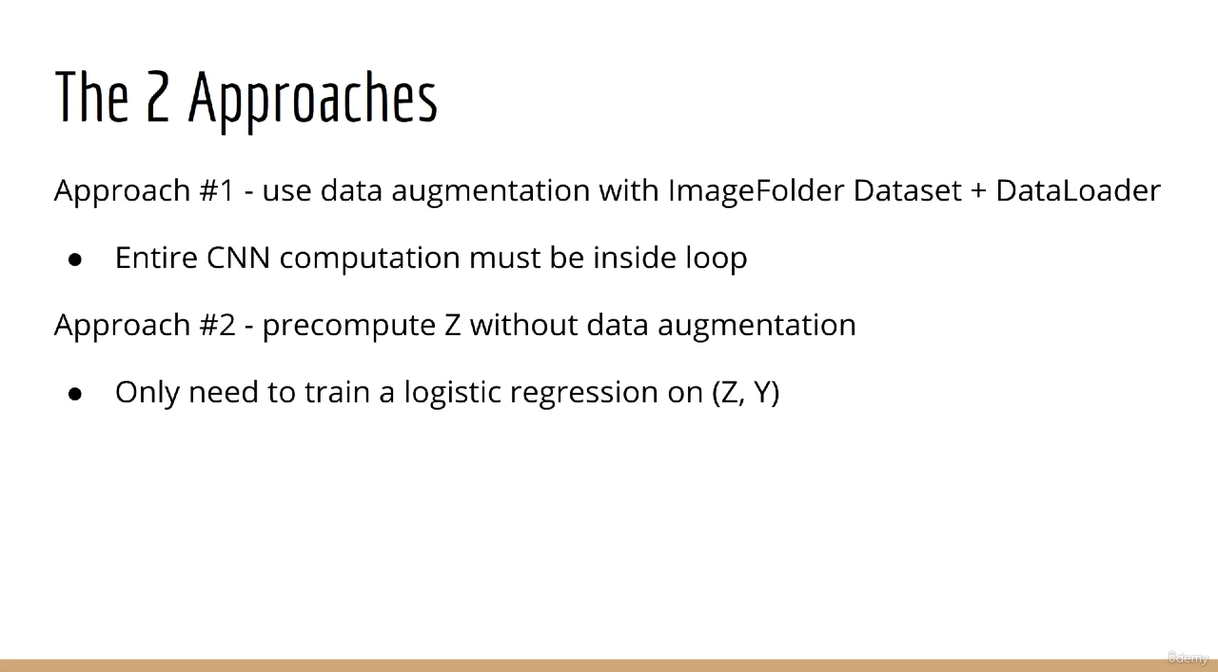So these are the two approaches. Approach number one will be to use the image data generator with data augmentation. This means we have to put the entire CNN computation inside the training loop. Approach number two will be to pre-compute the feature vector z on the original data x without data augmentation. This means that, after transforming the data, all we need to do is train a logistic regression model.